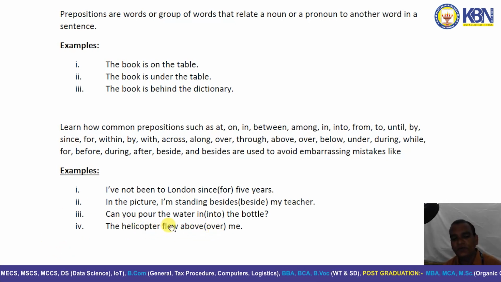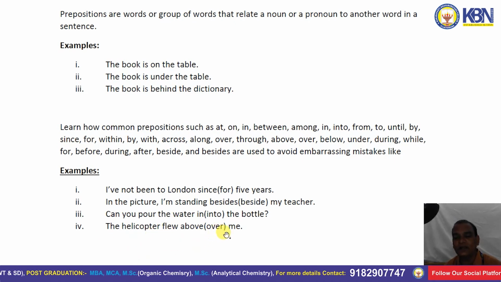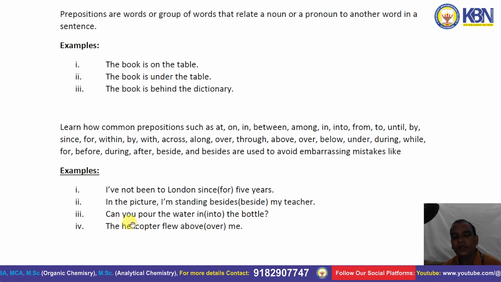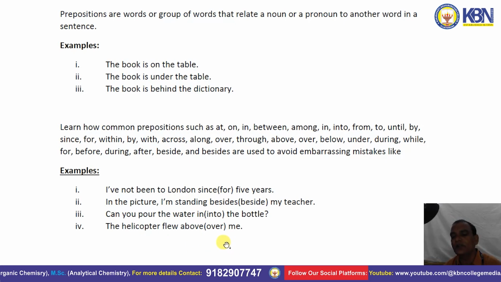The helicopter flew above over me. అంటే ఇక్కడ 2 ప్రిపోజిషన్స్ ఇచ్చారు. The first one is above, the second one is over. అయితే what is the correct construction? Then the helicopter flew over me. The helicopter flew over me is the correct construction. The helicopter flew above me is the wrong construction.